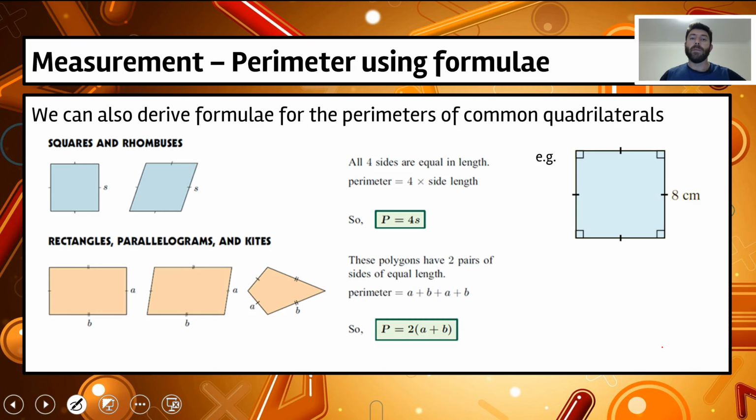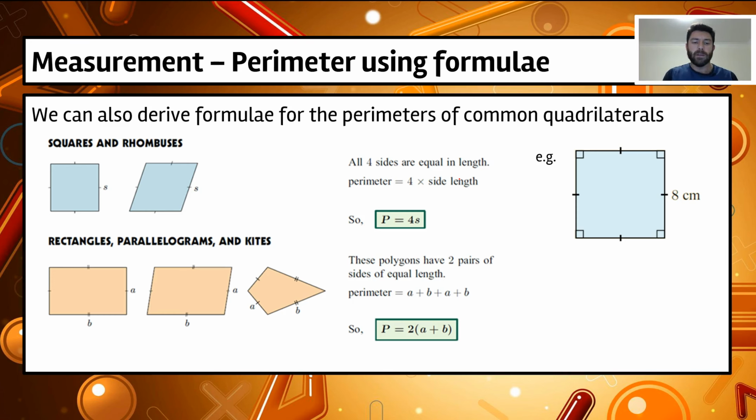With some common quadrilaterals, we can actually derive formulas. Looking at a square and a rhombus, all four sides are the same. So we can derive the formula that the perimeter equals 4 times the side length.